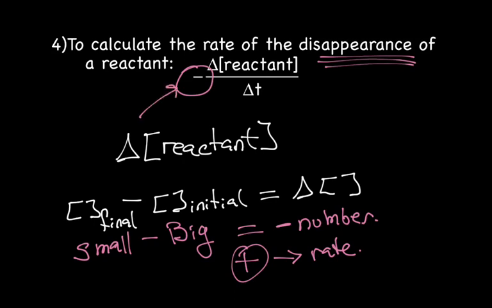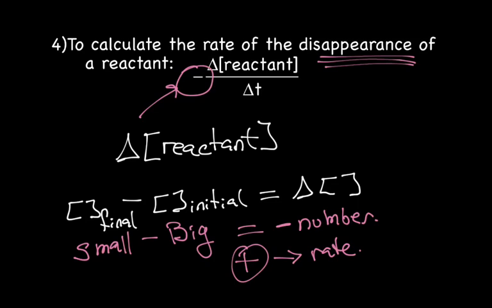That's sort of a hard way to remember it. In my opinion, what I think of is that you have to put a negative because it's going down, right? So the concentration is going down, so you have a negative there. Anyway, the rate will end up being positive in the end.